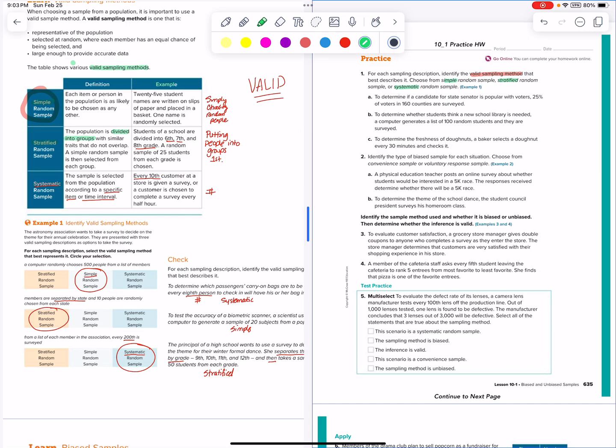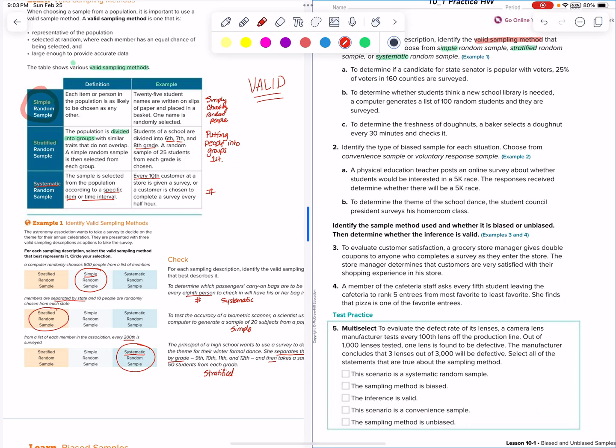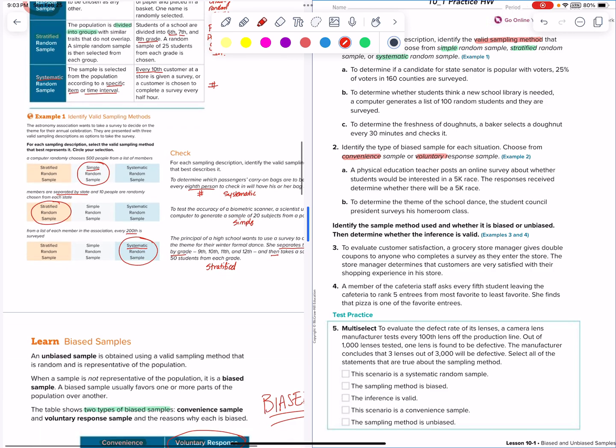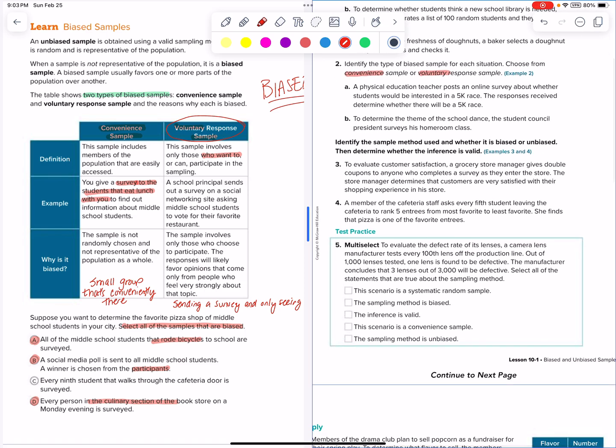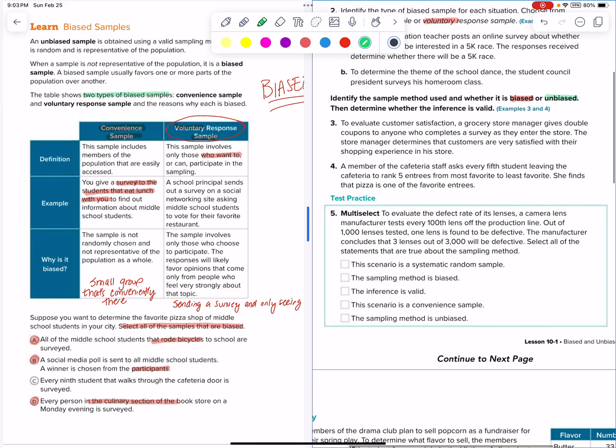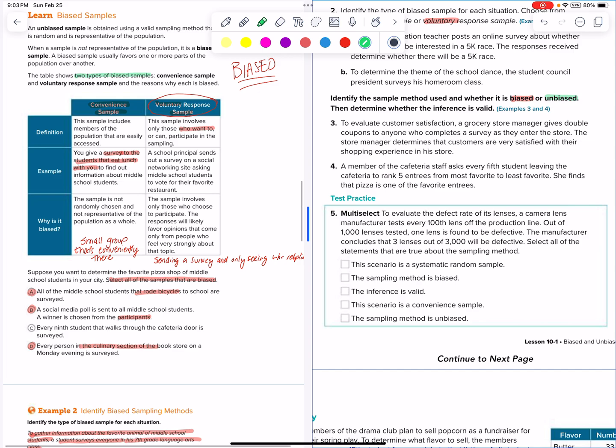And then number 2 is the bias. So this is bad. Bias is bad. So choose from convenient sample or voluntary sample. Remember, convenience is that you just have a small group that's conveniently there, and voluntary is sending a survey and only looking at the people who replied. And then 3 and 4, I think, are the hardest, where you have to identify if it's biased. Bias is bad. Unbiased is good. And so looking through there and deciding if it is biased or unbiased.